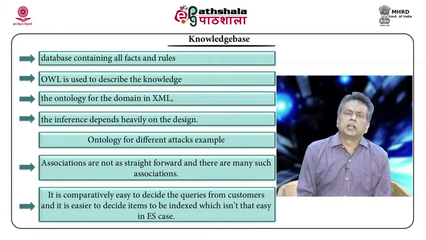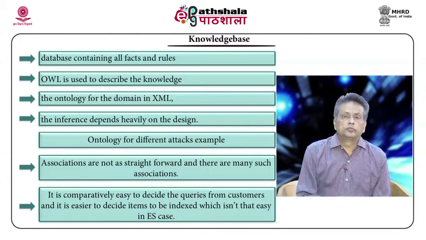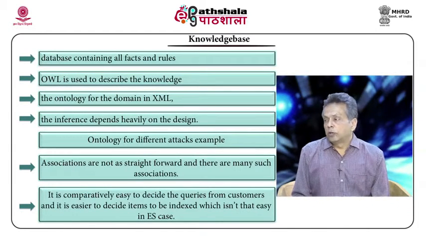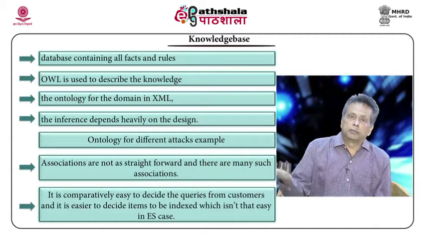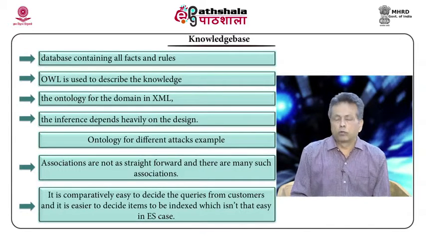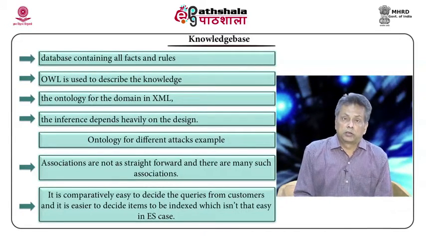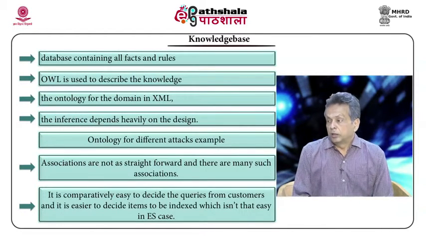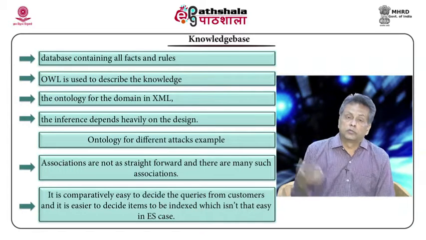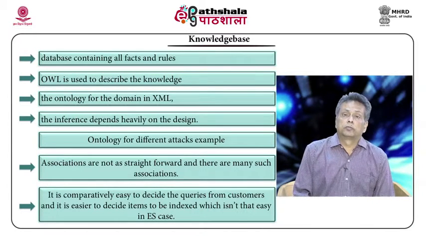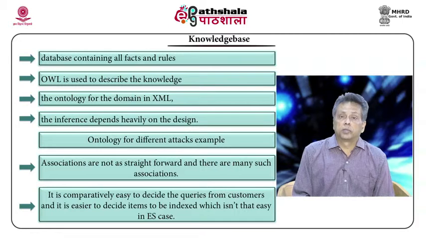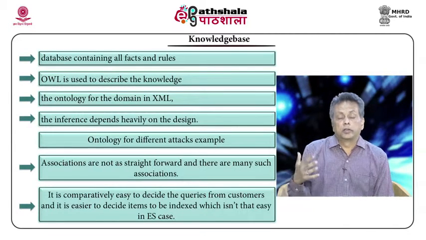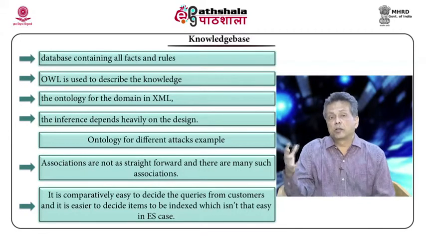The knowledge base basically contains two things, we know, facts and rules. For example, OWL is used to describe the knowledge, one example. Okay. There are other ways of doing that, or frames or frame systems or semantic nets or whatever. Okay. The ontology, for example, is provided using XML, and there is an example, and the inference is based on how you do this.